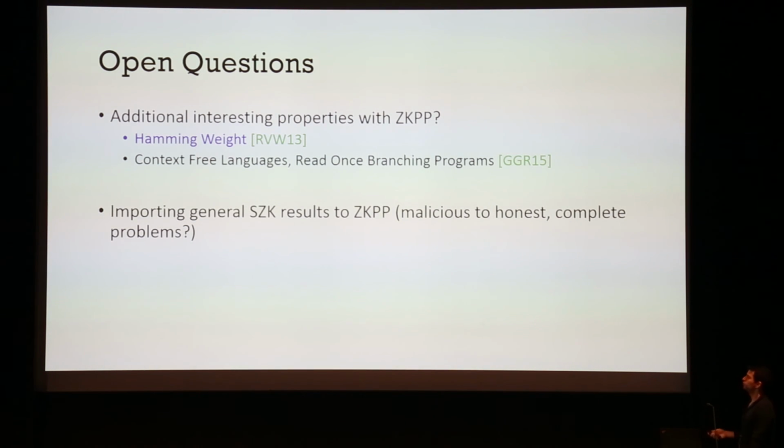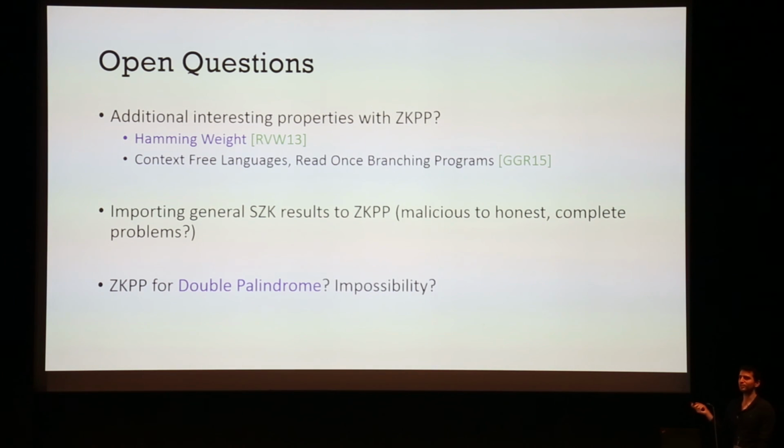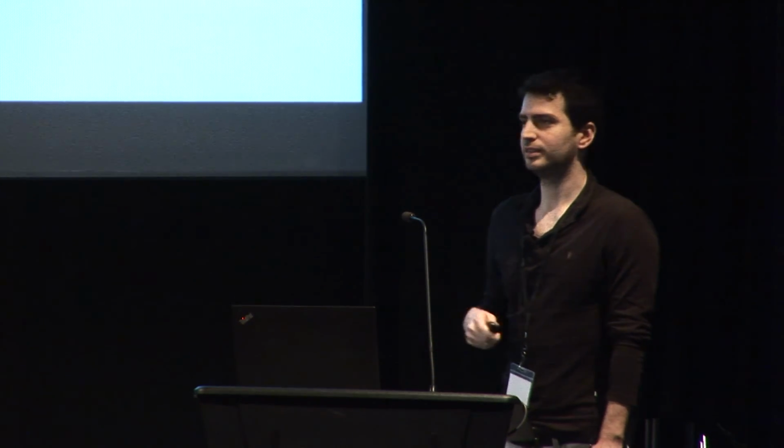Second is, can we import general statistical zero knowledge results to our setting of zero knowledge proofs of proximity, such as malicious to honest, where we saw one example of that now, or complete problems? A very interesting question. And finally, just because we talked about it, we don't know if double palindrome has a zero knowledge proof of proximity. That proof is certainly not one of those. Is it impossible to have such a proof? And that's it. I'm done.